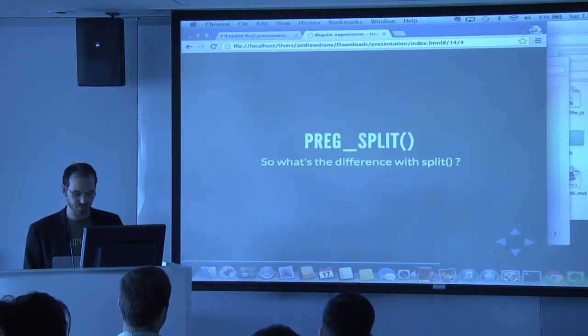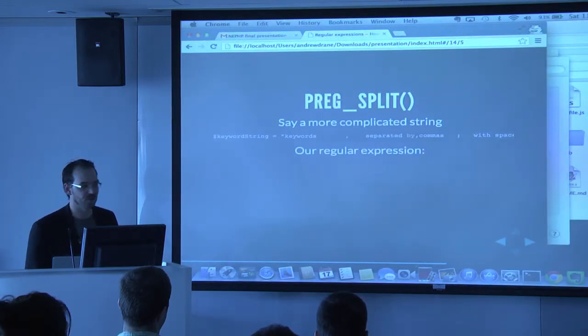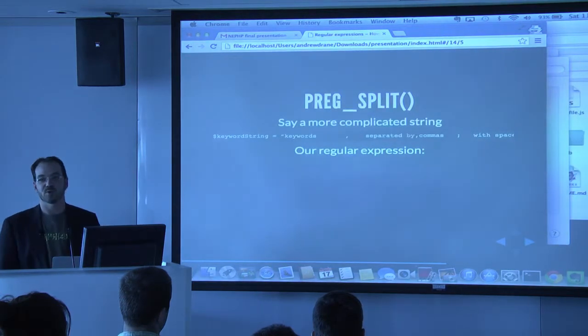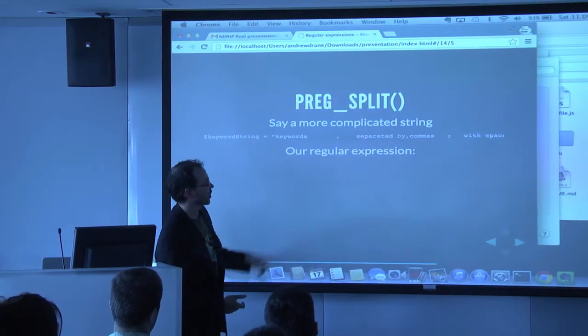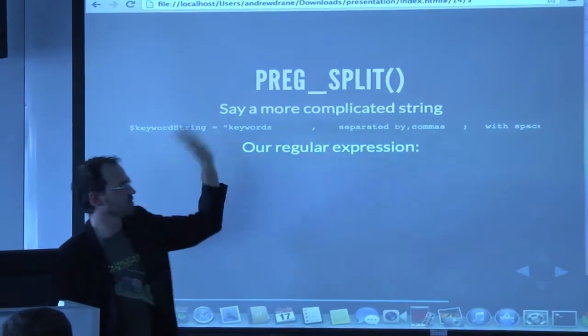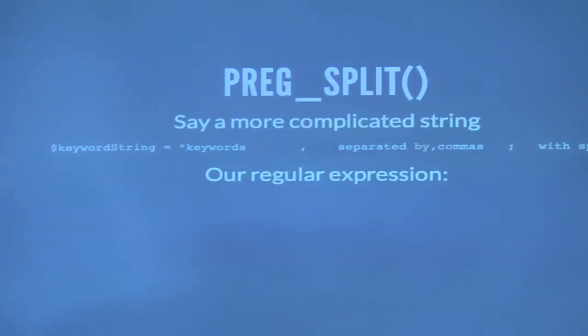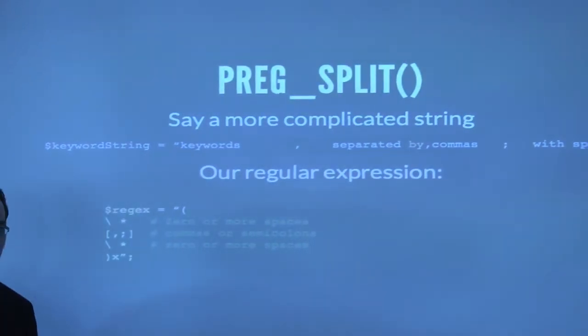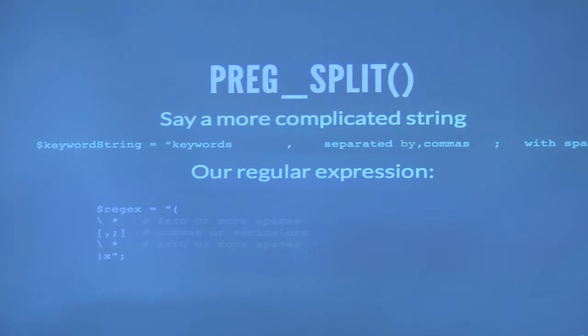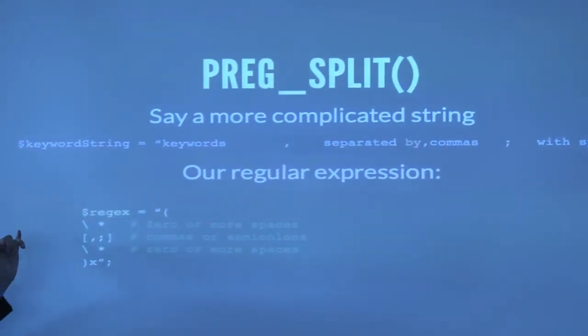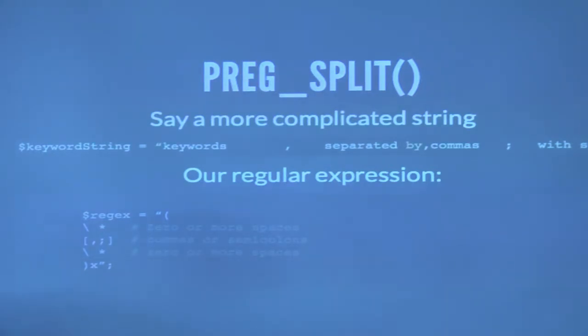So let's take another example. Here's a little bit more complicated string. Let's say you wanted to extract the keywords in that string. You have some separated by commas, some by semicolons. You have some spaces in there, just like any user would do when they never know what they're doing. You also probably have some line breaks in there. So let's try to split it. We'll build a nice human readable regular expression. It's probably a little bit overkill here, but: 0 or more spaces, followed by comma or semicolon, followed by 0 or more spaces. That's the regular expression for the part that will split the array.